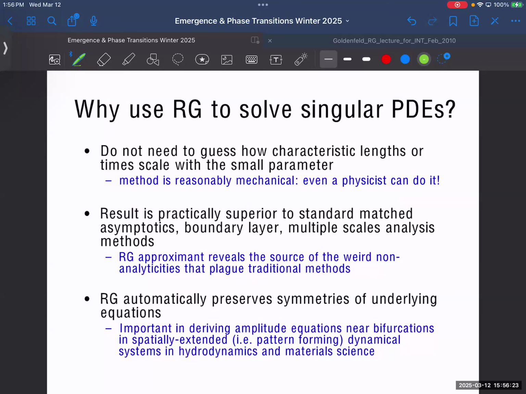So you say that there's a length scale, it's going to scale like epsilon squared or something like this. When you do the calculation, you find, oh heck, there's an emergent length scale which goes like log epsilon or something. Who knew? You'd never know that ahead of time. And so applied mathematicians had to guess these scales using these methods. With the renormalization group, you don't have to do that. Everything is mechanical. Even a physicist can do it and get the right answer.